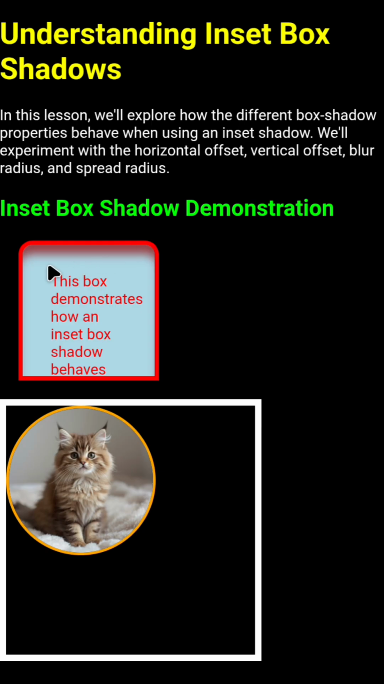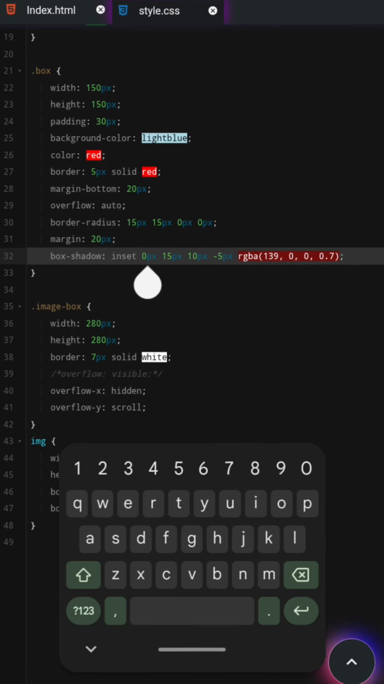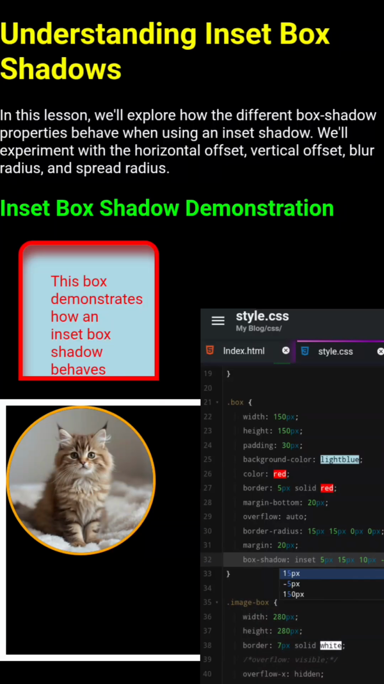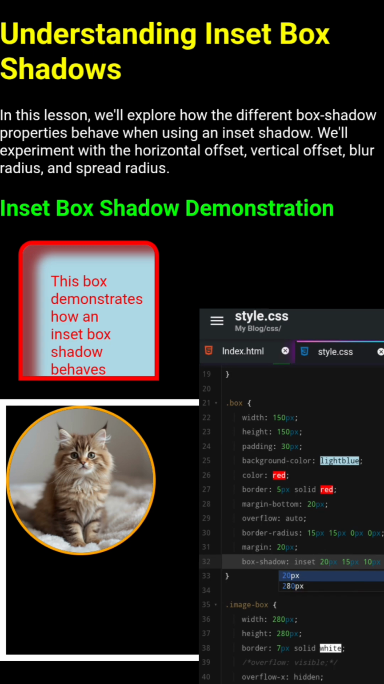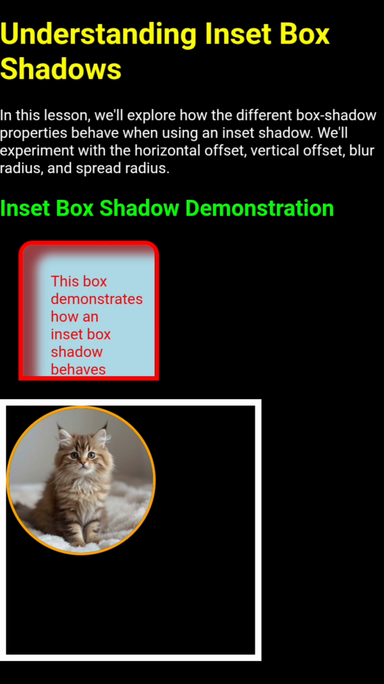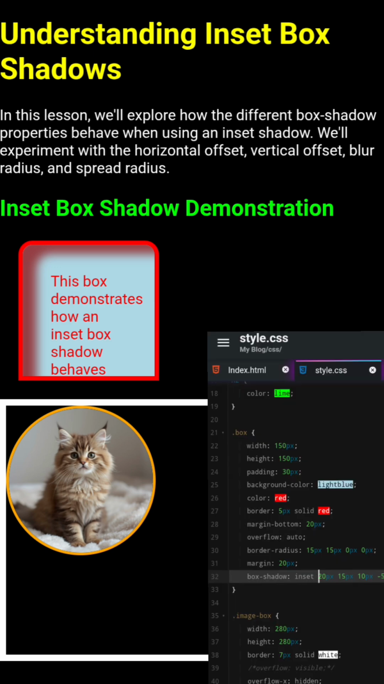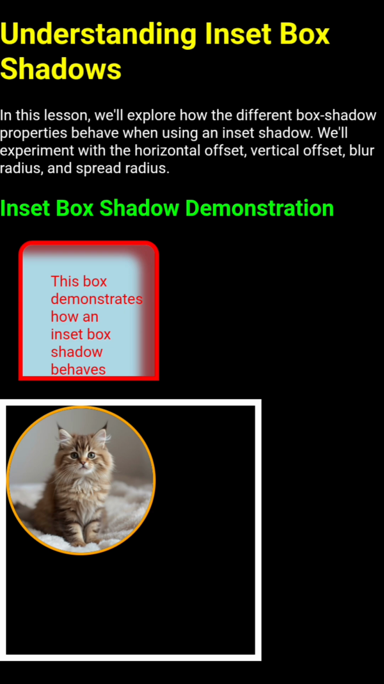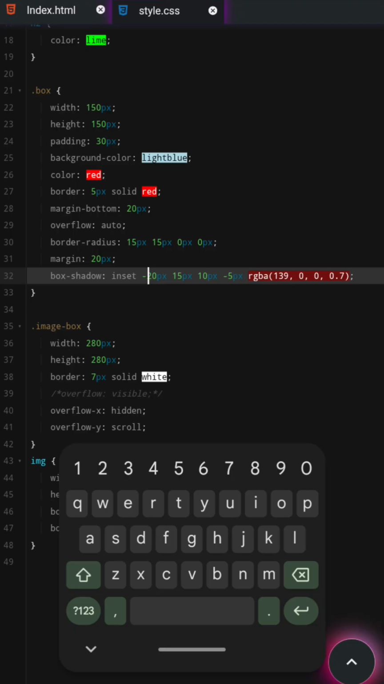Look at the screen. Let's start with the horizontal offset. Increase the horizontal offset little by little. Notice what happens. The shadow still moves horizontally, just like it did with an outset shadow. The difference is that it never leaves the element. Instead, it moves across the inside of the box. Now change the value to a negative number. Notice that the shadow moves in the opposite direction. So the horizontal offset still works exactly the same. The only difference is that the shadow always remains inside the element.